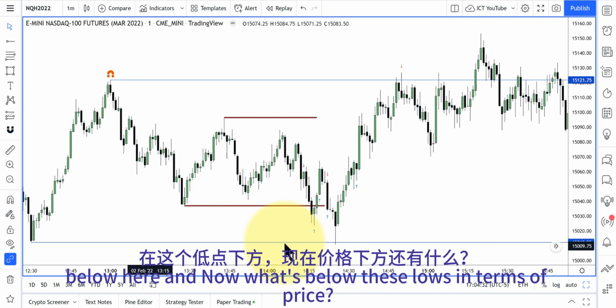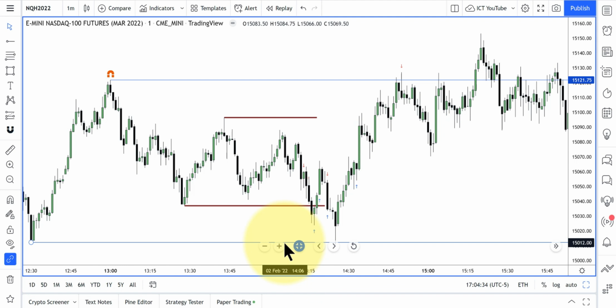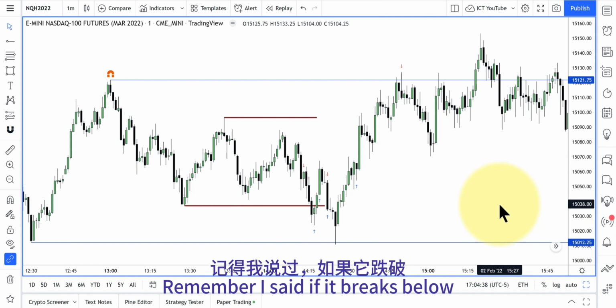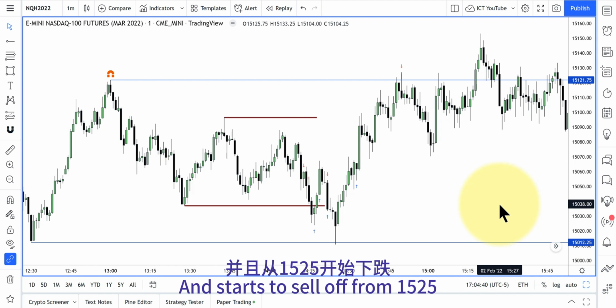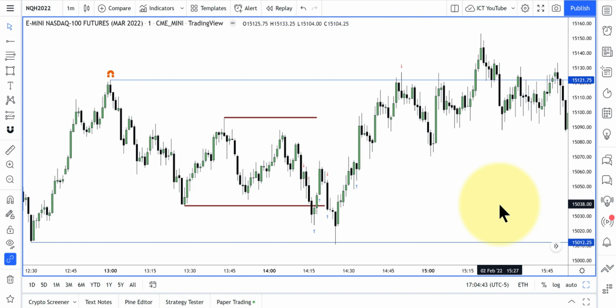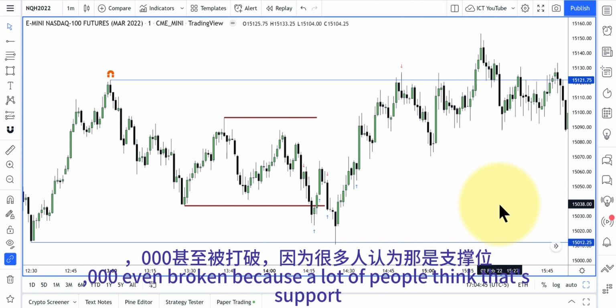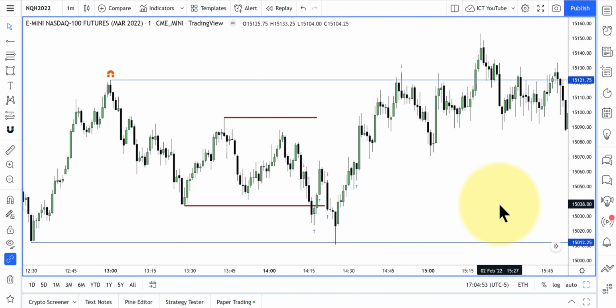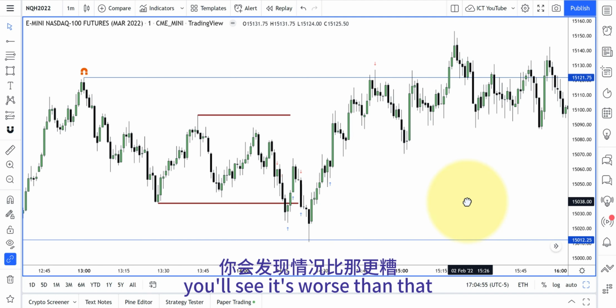And now what's below these lows in terms of price? We're at 15,012. Remember I said if it breaks below and starts to sell off from 1525, we could see 15,000 even broken, because a lot of people think that's support. But then we'll probably pull into those 14 nines. Okay, and as you'll see, it's worse than that.